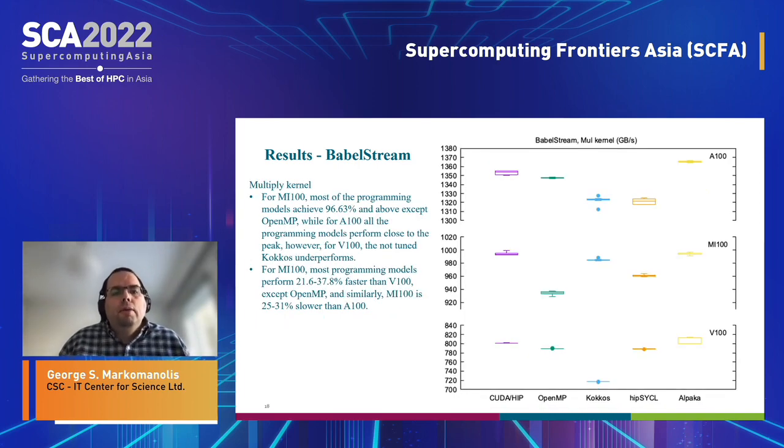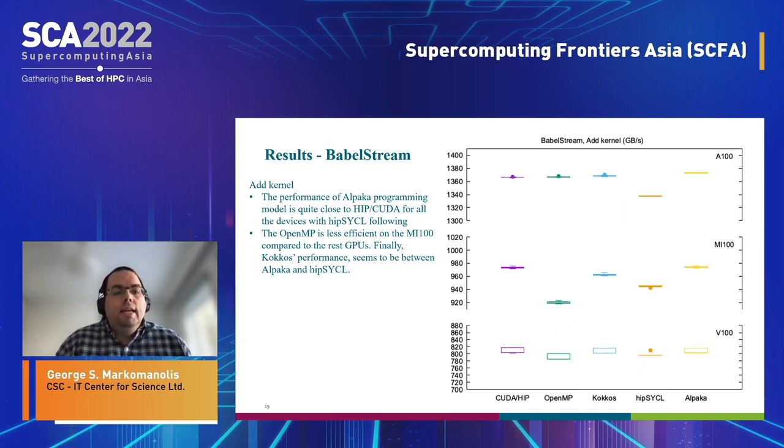Now, for the multiply kernel, for MI100, most of the programming models achieve 96% and above, except OpenMP, while for A100, all the programming models perform close to the peak. However, on the V100, the not tuned Kokkos underperforms compared to the rest of the programming models. And for MI100, most programming models perform 21% to 37% faster than V100, except OpenMP, and similarly, it's 25% to 31% lower than A100. So you see, even similar patterns perform a bit differently in these cases.